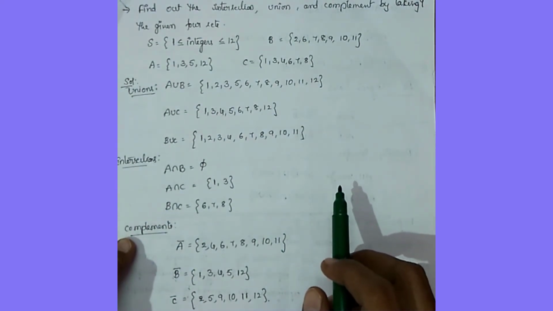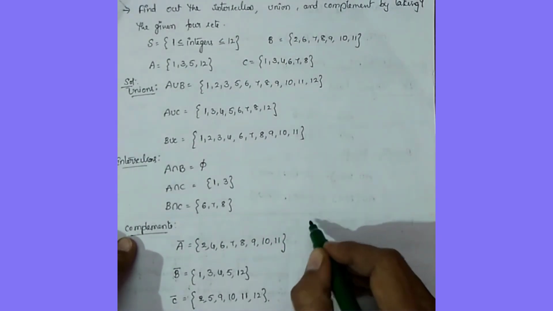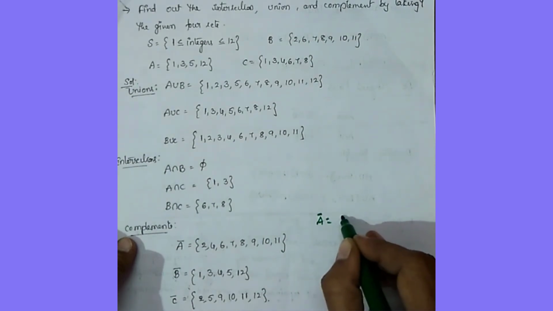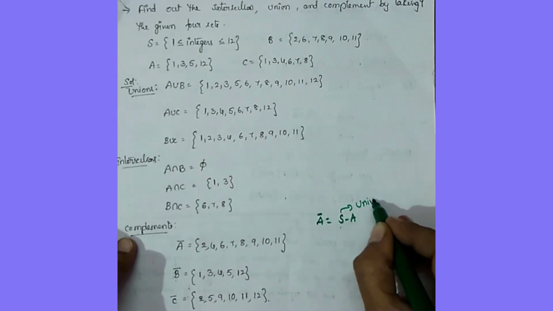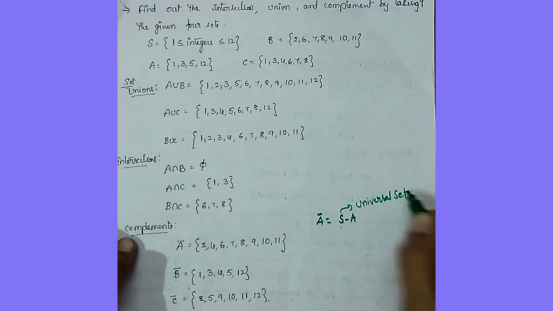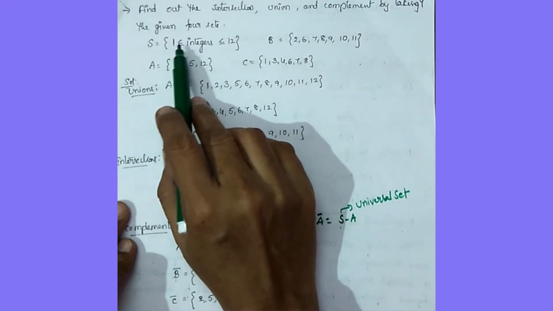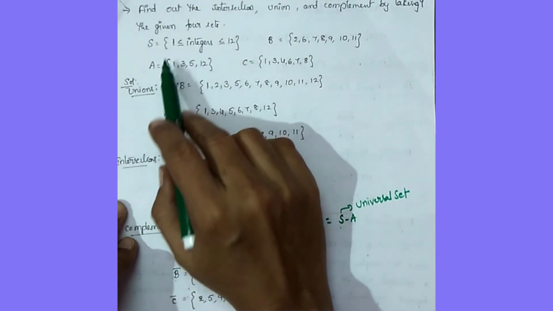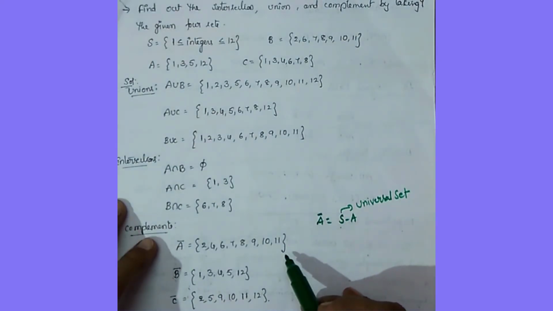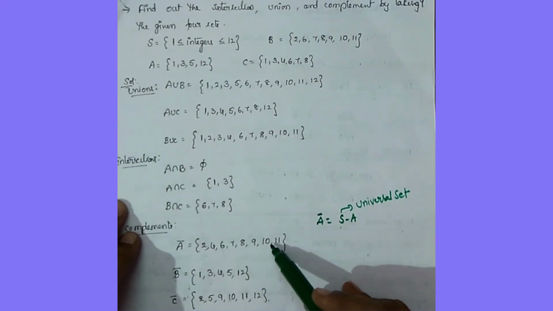Then complements. I told you already how to find the complement. The complement A bar is equal to S minus A. What is S here? S is called the universal set. Yes, here S is given. It consists of integers between 1 and 12. So now A is this. Now you have to subtract A from S. So what are you going to get? Yes, I'll get 2, 4, 6, 7, 8, 9, 10, 11 because you subtracted 1, 3, 5, 12 from S.